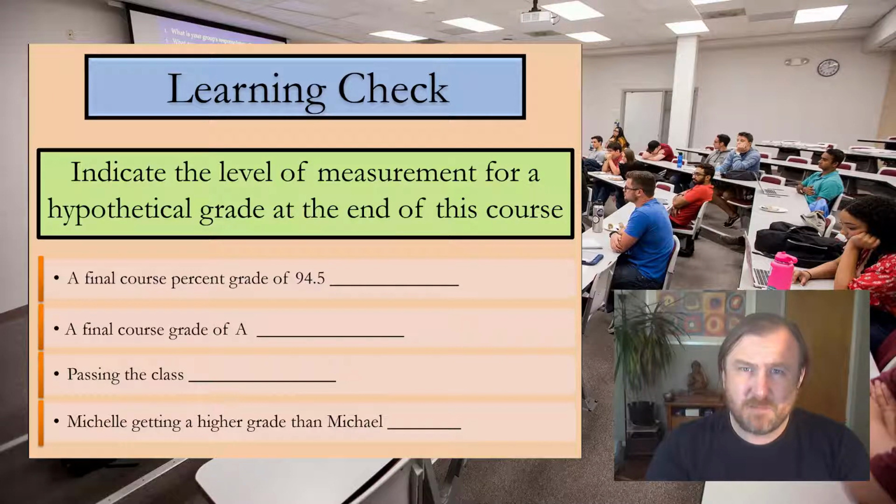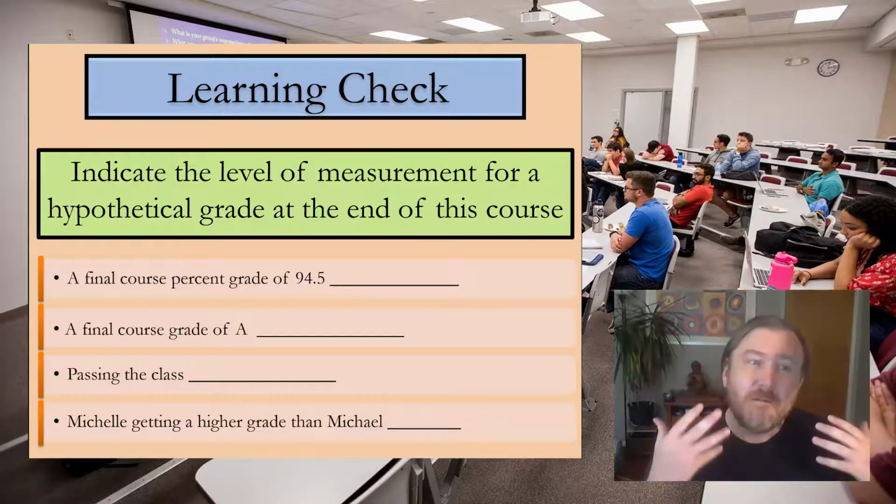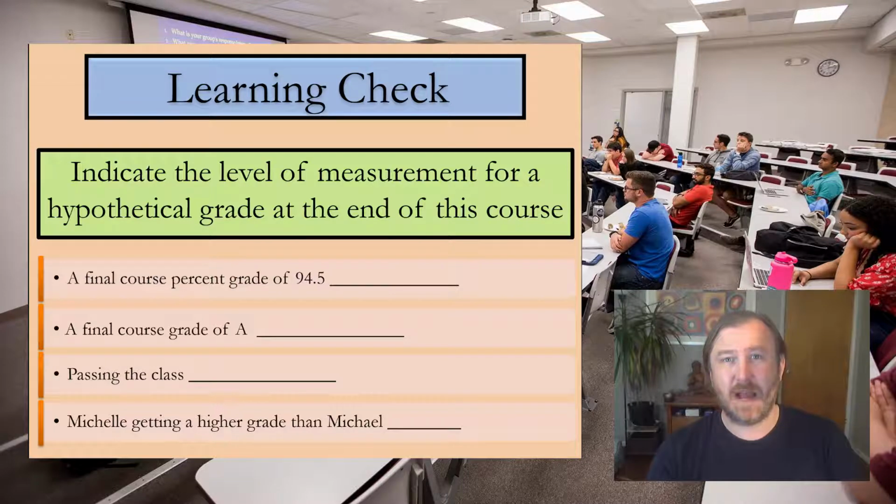are there equal values between units? Right? Is the difference between 93 and 94 the same as the difference between 94 and 95? I would hope so, right? Certainly. So we can assume that it's interval. Now, does it have a meaningful 0 point? Does a grade of 0 mean you scored no points? Yes, right? So therefore, final course percent grade is going to be a ratio variable. It has a meaningful 0 and equal distance between units.